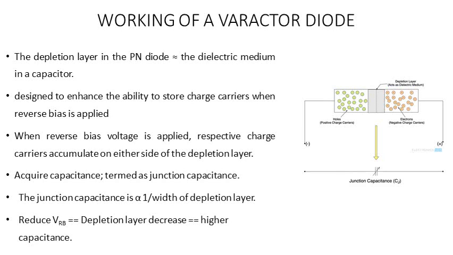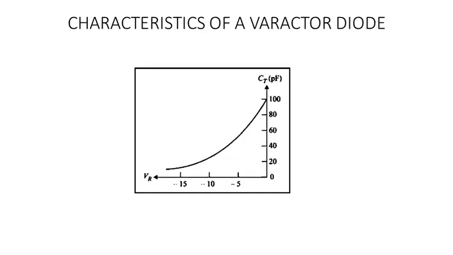As the reverse bias voltage is increased, the depletion region width will increase. When the width increases, it results in a lesser capacitance. The capacitance will decrease. Or with a reduced reverse bias voltage, the width reduces, which results in an increase of the capacitance. Okay, this is about the working of the varactor diode.